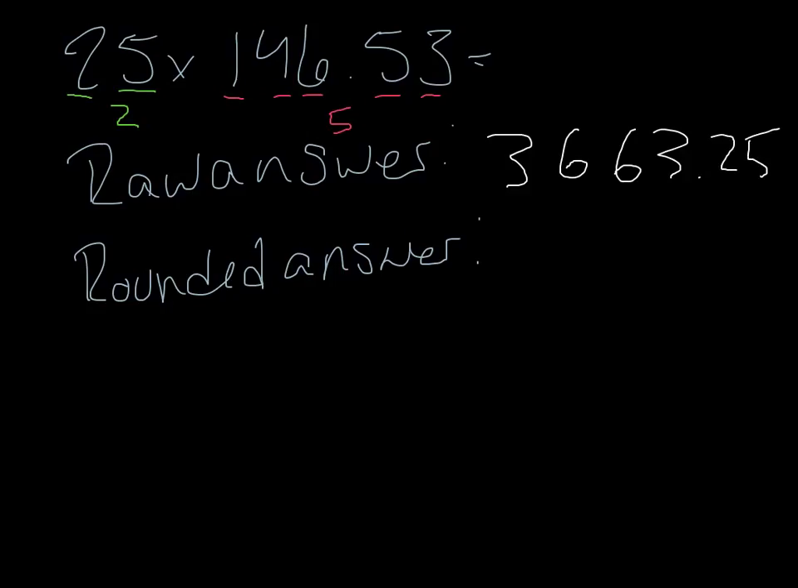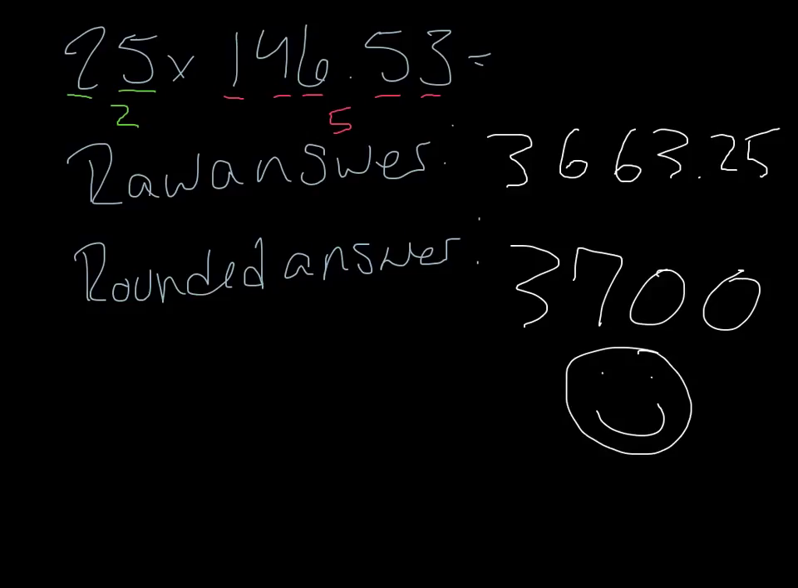3,663.25. Clearly more than 2 sig figs here. So I'm going to pause again. Think about it. Remember, we're rounding our answer to 2 sig figs. What will our final answer be? All right, if you said that our final answer would be 3,700, then you get the smiley face. Good job.